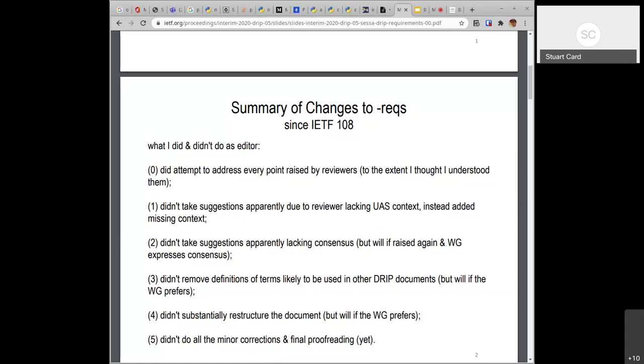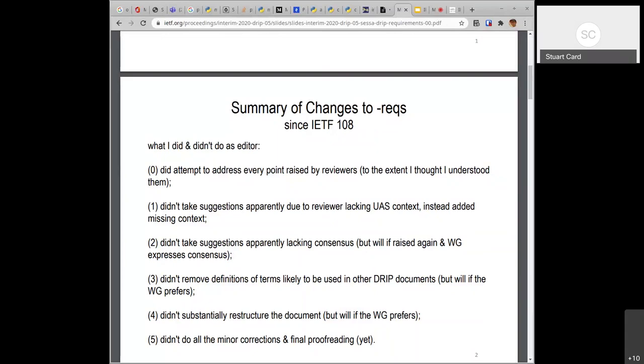One point that we've gone back and forth on is, do we want the requirements document to be the glossary for all of the DRIP documents or not? Currently it is, but a lot of people have said, what are all these terms here that you're defining but not using? Well, I've defined them because I figure they're going to be used in other DRIP documents, not requirements. But if the consensus is to take them out, I will take them out.